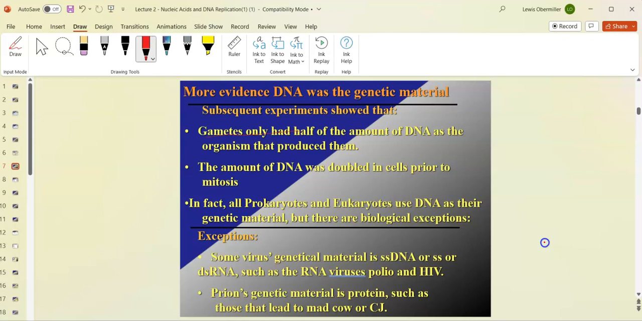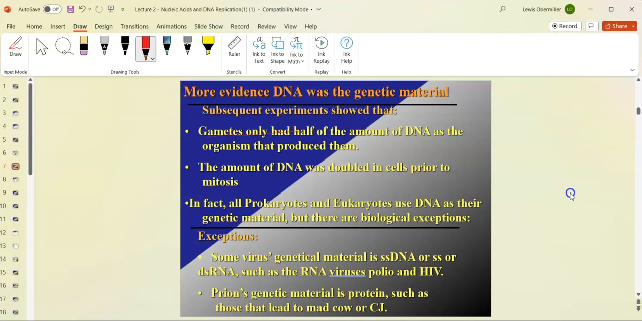The only exception is viruses, and viruses sometimes use single-stranded DNA or single-stranded RNA or double-stranded RNA, such as polio and HIV, right? And then we'll talk a little bit about prions. Prions, or prions, depending on how you pronounce it, doesn't matter, tomato, tomato, is protein, and that leads to mad cow disease.